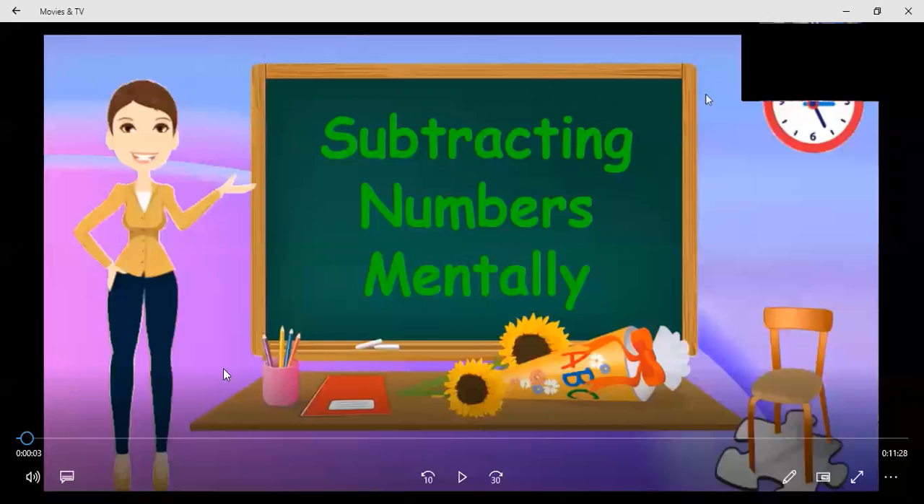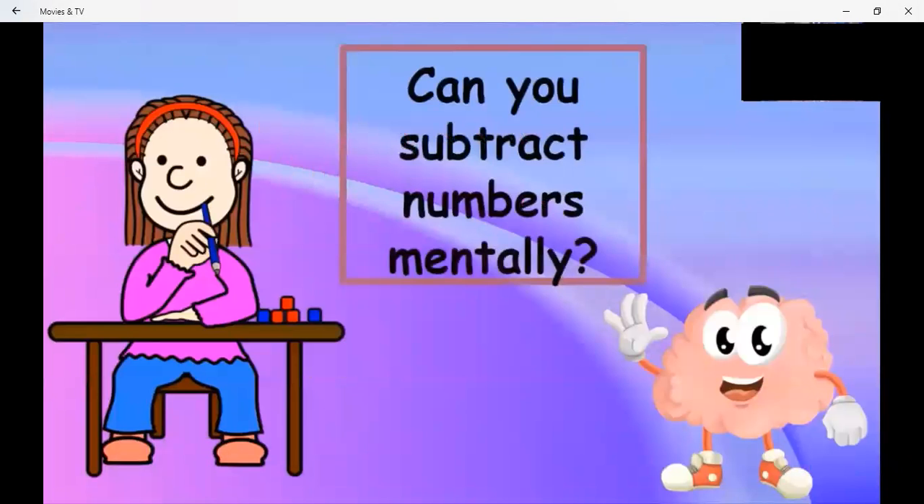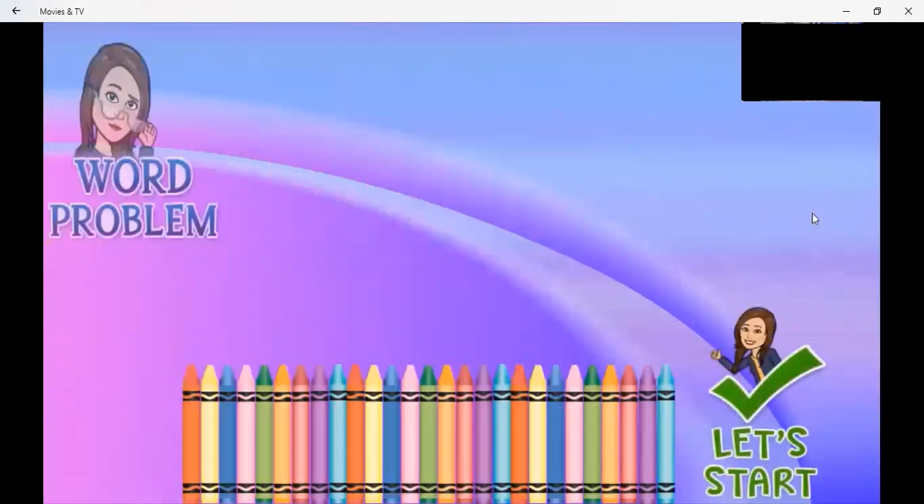Once again, our second lesson for today is about subtracting numbers mentally. So the question is, can you subtract numbers mentally? Let's find out. Let's start this with a word problem.